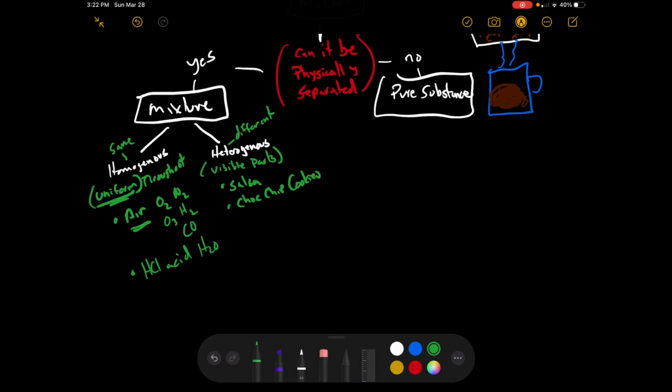A couple other homogeneous mixtures. We always hear the term homogeneous milk. Milk is actually not completely homogeneous, even though you can't really physically see the parts, you can physically separate them. But milk is a good example of a homogeneous mixture. You can't really see the different parts that make up milk. It's all just simply white.